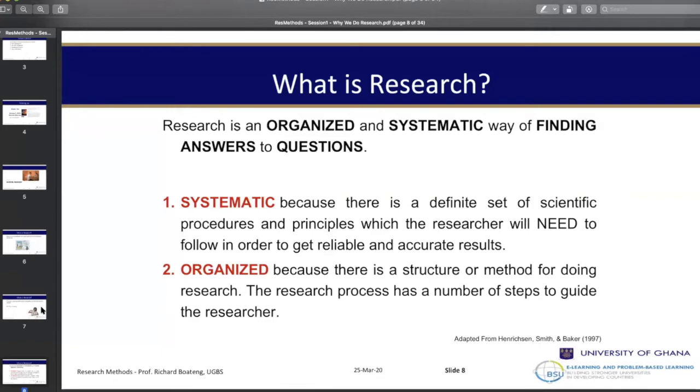every research process subscribes to a set of defined scientific procedures and principles which the researcher needs to follow in order to get reliable results and accurate results. Now, these scientific principles and procedures are usually defined by the discipline the researcher belongs to. So a marketing researcher may have to adhere to certain scientific procedures and principles which have been defined by the marketing scientific community. So that when you do research as a marketer, we can check whether you have adhered to them and say that what you have done is reliable and accurate.